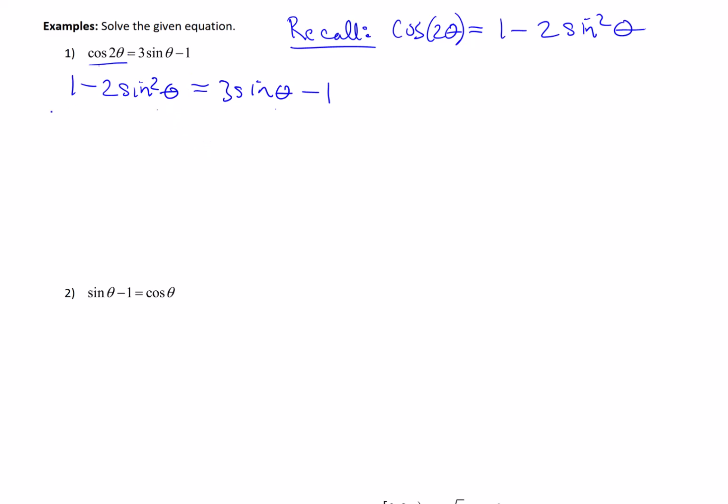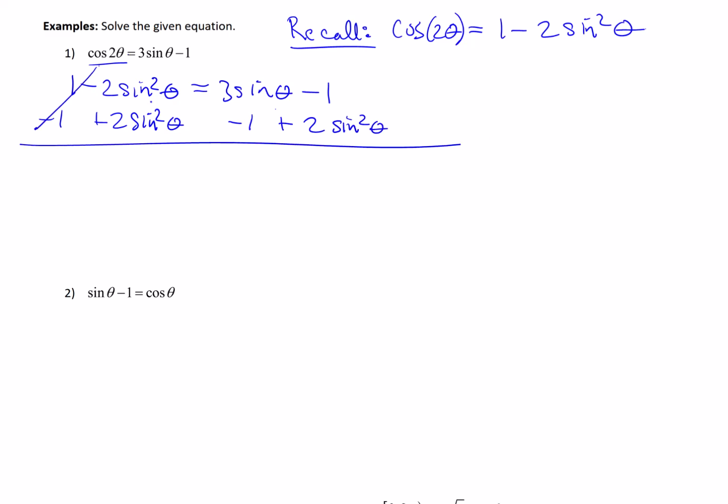To do that, we'll do two things. We'll subtract 1 and we'll add 2 sine squared theta to both sides. So we'll subtract 1 and add 2 sine squared theta on the right side as well. That leaves nothing on the left side except 0. So let's rewrite this all. We have 0 on the left side now equals. On the right side, we'll have 2 sine squared theta.